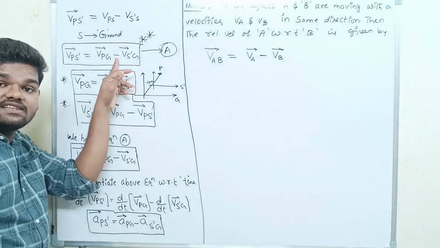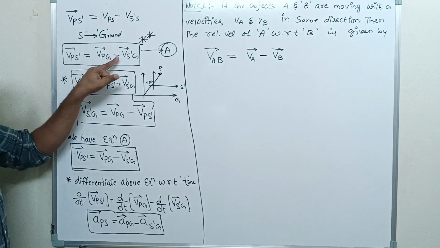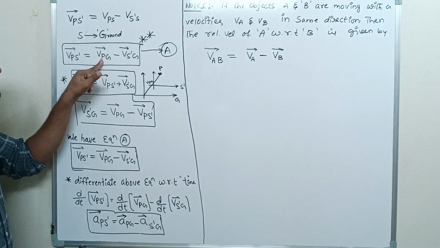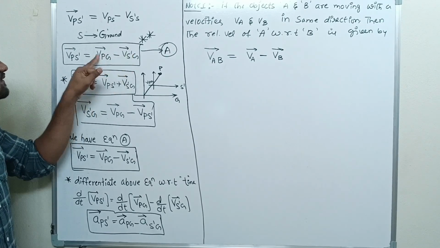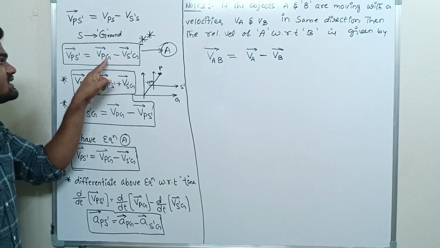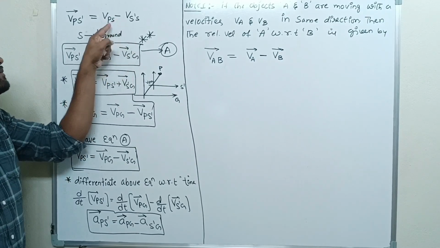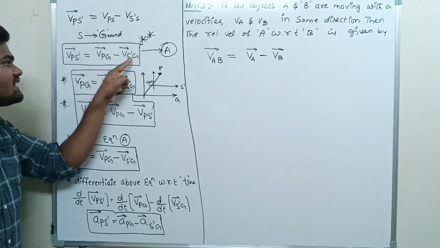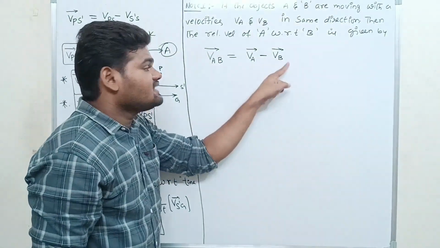Right. So from this condition, have a look. VPS dash means the difference between the velocity of particle P and the velocity of frame S dash: VP minus VS dash. Sir, why have we taken the ground here? Ground is nothing but a common frame. Why do we have to take G here?